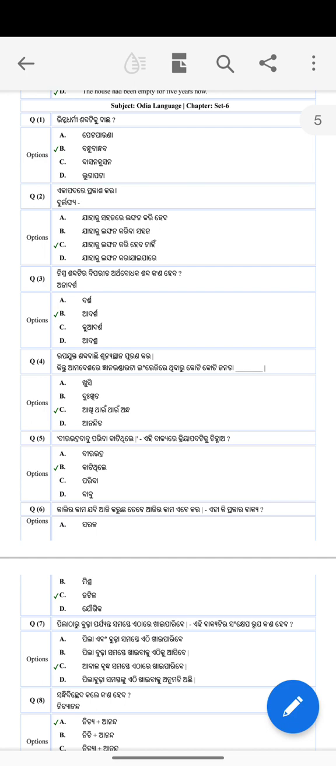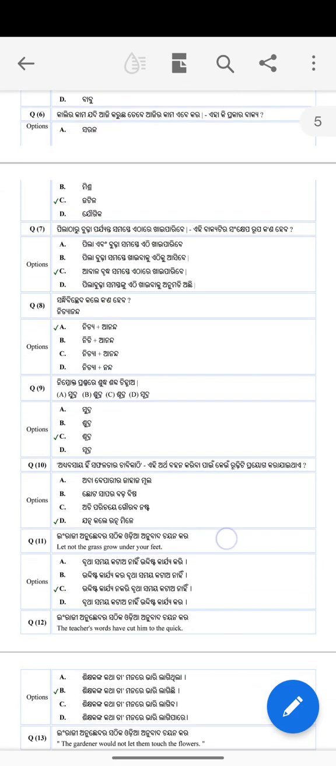The next set is of the Odia language, which means the next subject is Odia language, and 20 questions were again asked from this subject. As you can see, the correct options are marked in the questions, so you can also check whether you have marked the correct answers in the paper or not.